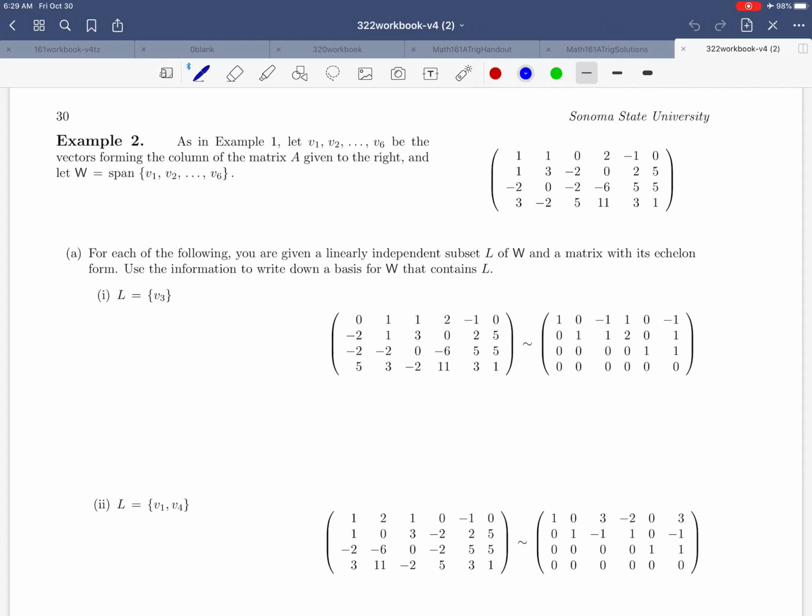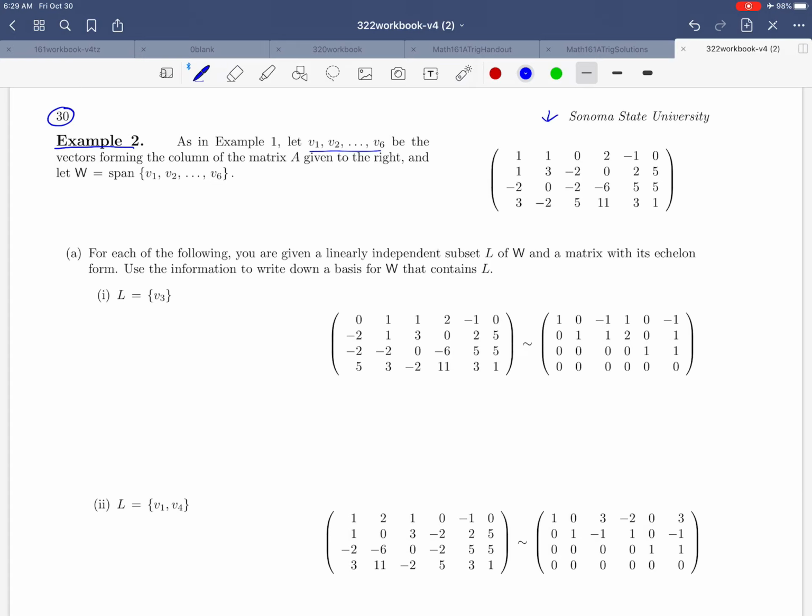Welcome back, everybody. We are looking at example 2 on page 30 of the workbook. This is a continuation of the discussion that we were talking about on the previous page. Let's read this together. So as in example 1, let v1 through v6 be the vectors forming the columns of the matrix A that's given to the right over here.